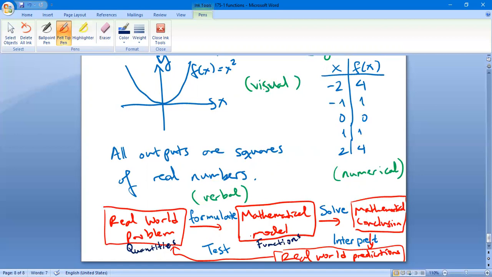We get a mathematical conclusion or a solution, and we interpret it back into the real world, and we get some predictions. So we will decide, okay, maybe I should do this, or maybe I should do it this way, or maybe I shouldn't do it. So that's how we use functions in this context. Okay, well, this is the end of this video.